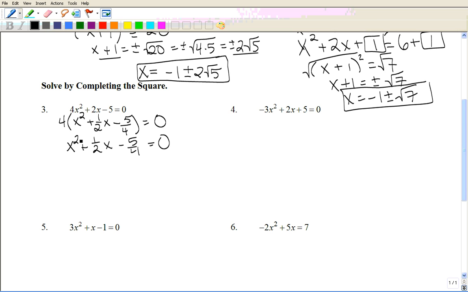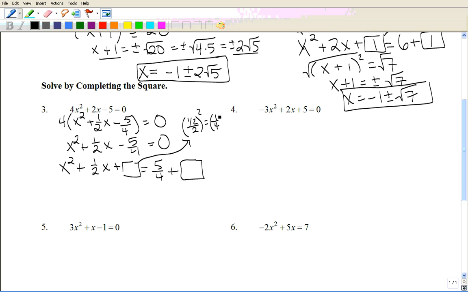And even though there are fractions, it's still the same process. Move the constant term over. So I have x squared plus 1/2 x equals 5/4. Add in the boxes to both sides. So my box here, b over 2, so 1/2 divided by 2 is 1/4, so 1/4 squared is 1 over 16. So in each of these boxes I'm going to write 1 over 16.